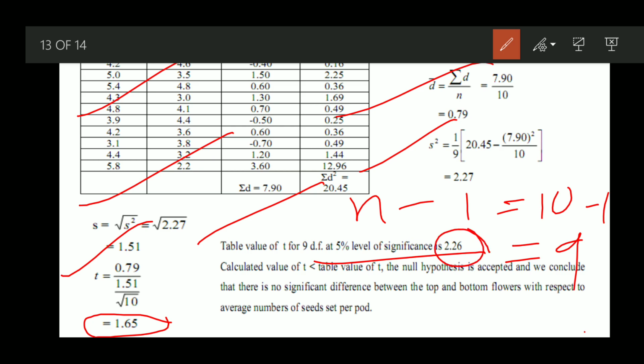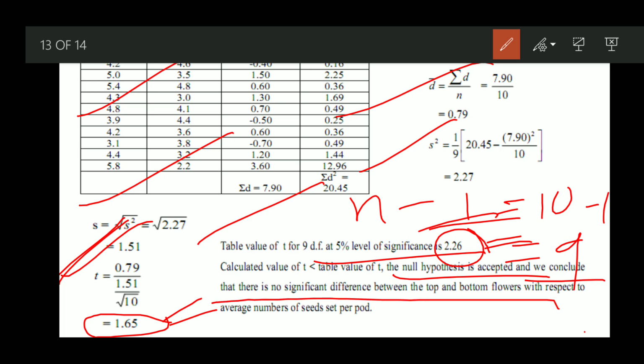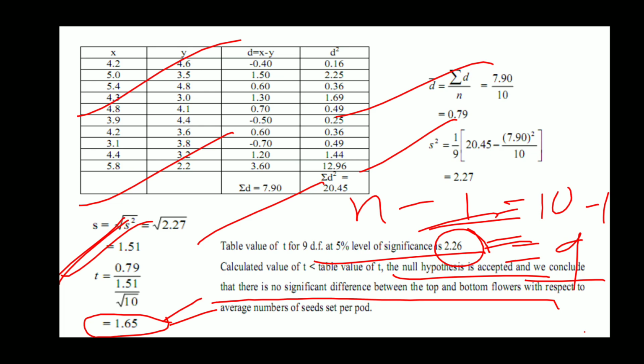Now we have to compare these two, that is the calculated t value and the tabulated t value. Here we can see the calculated t value is 1.65 and the tabulated t value is 2.26. That means the calculated t value is less than the tabulated t value, which means the null hypothesis is accepted, or we can say we are unable to reject the null hypothesis. That means we can conclude that there is no significant difference between top and bottom flowers with respect to average number of seeds set per plot. I hope that makes sense to you.